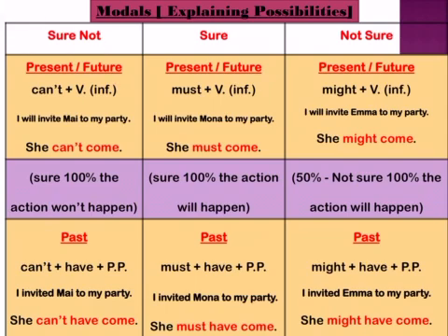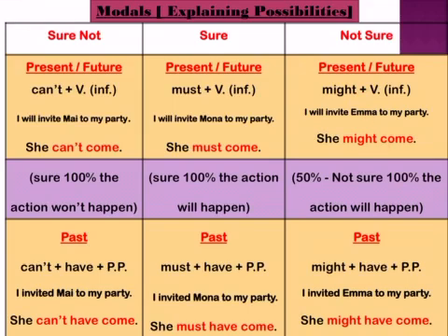For the present or the future, we use can't plus the verb in the infinitive. So I will invite May to the party. She can't come. For the present and the future of being sure, we use must plus the verb in the infinitive. So I will invite Mona to the party. She must come. For the present or the future of being not sure, we use might plus the verb in the infinitive. So I will invite Emma to the party.